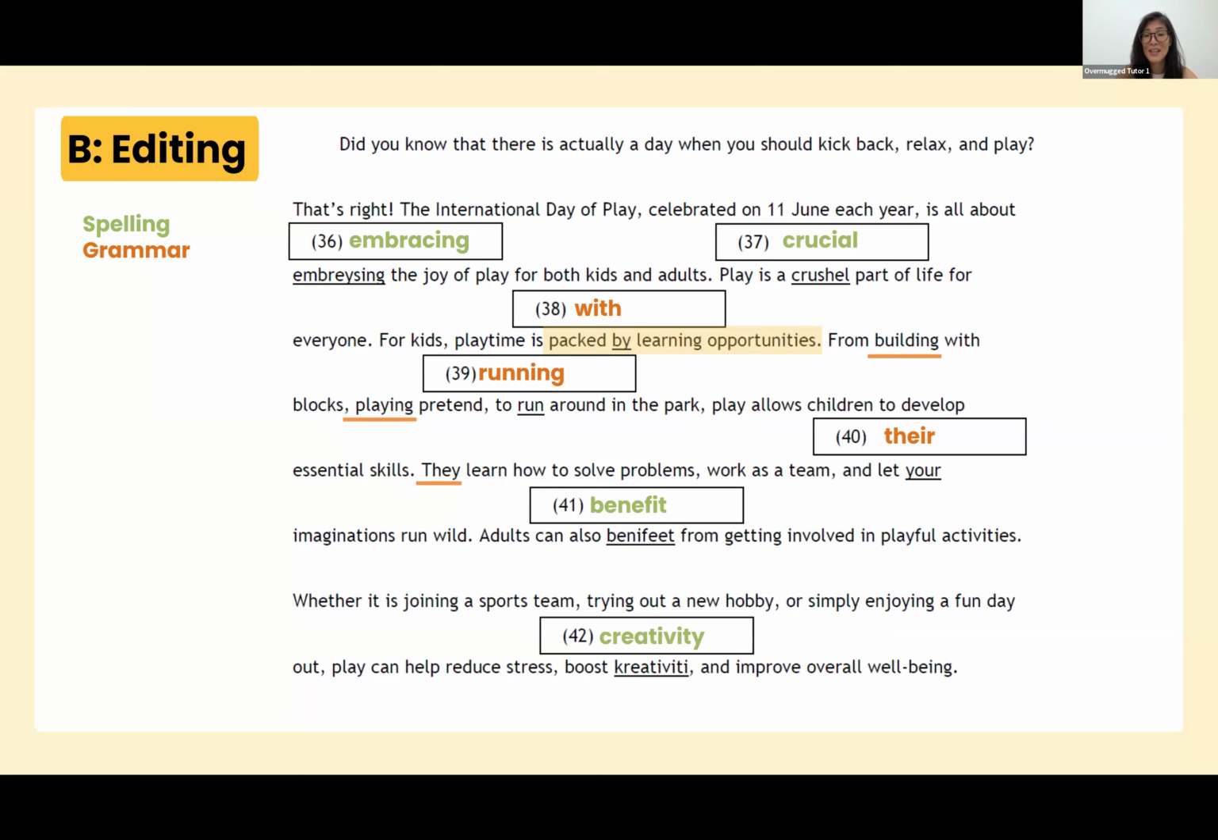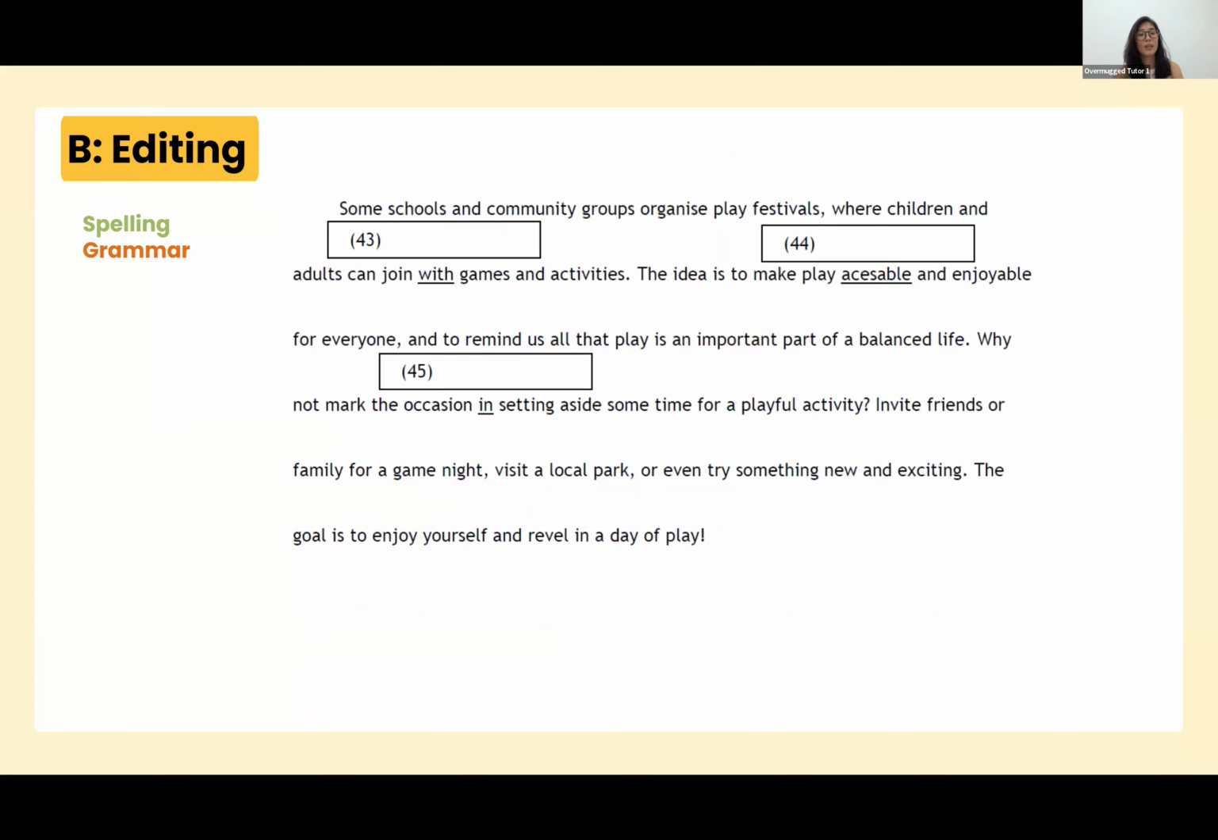Let's move on to the next one. Question 43. Children and adults can join with games and activities. In this case, if you're going to the play festival, you don't join with the games and activities, but you participate. So you join in the games and activities.